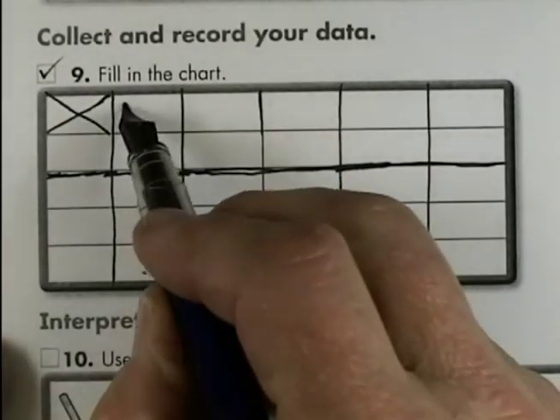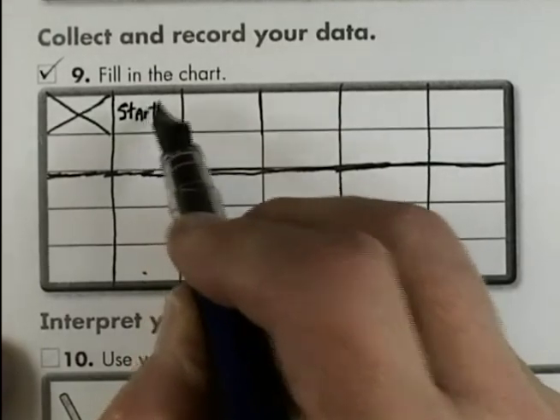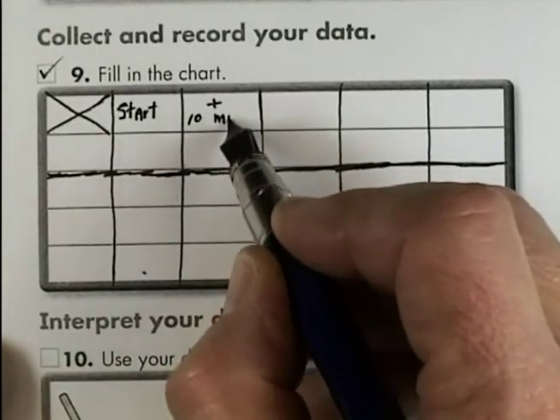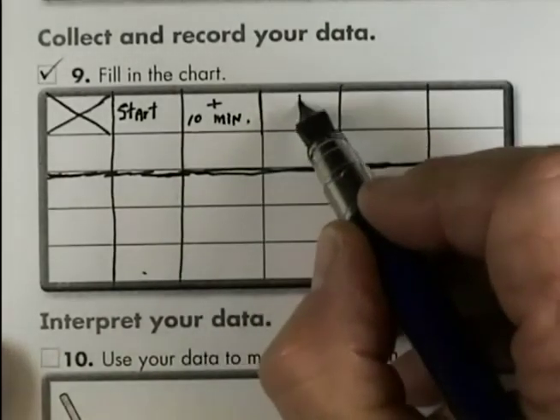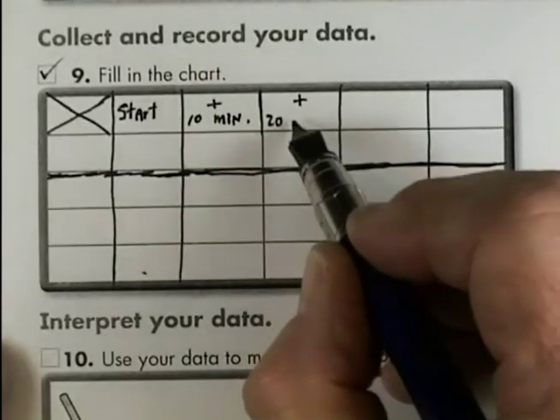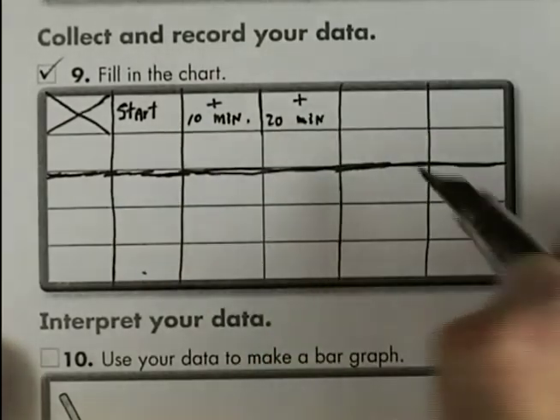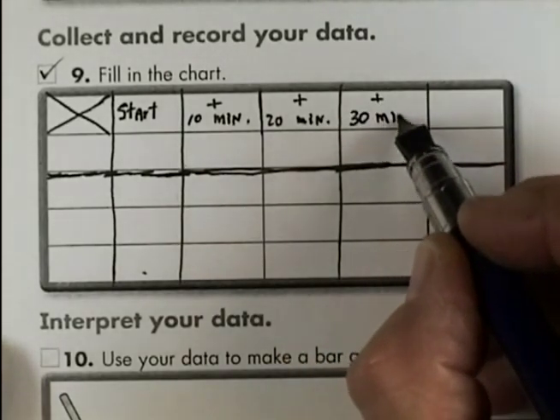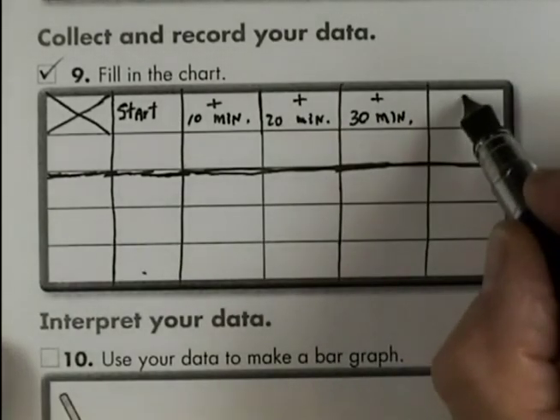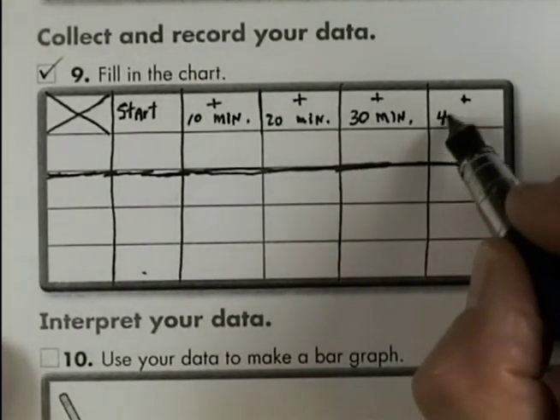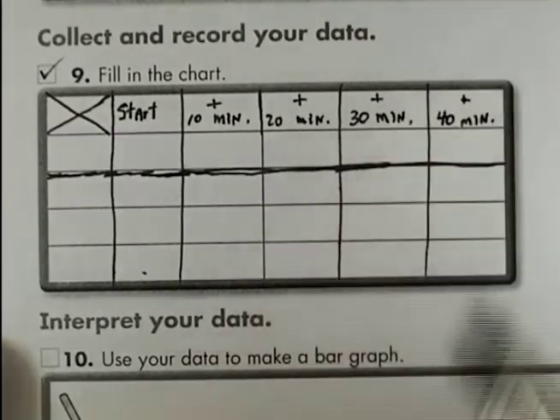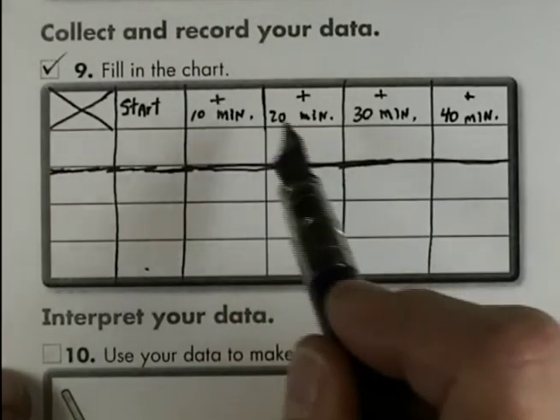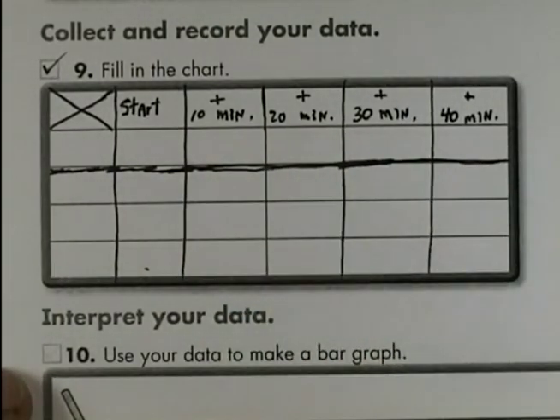This is going to say start. This is going to say plus 10 minutes. This is going to say plus 20 minutes. It's going to say plus 30 minutes. It's going to say plus 40 minutes. All right? So I have start, plus 10, plus 20, plus 30, plus 40.